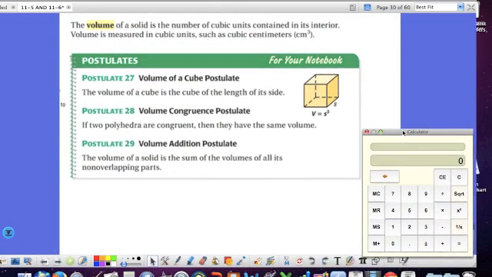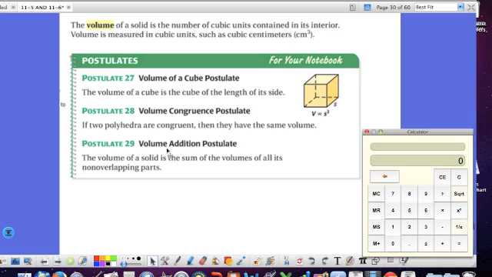So the volume of a solid is the number of cubic units contained in its interior, and it's measured in cubic units such as cubic centimeters, centimeters to the third power. The volume of a cube is the cube of the length of its side. So if we have one side, since it's a cube, all three dimensions are going to be the same, so volume equals side to the third power. If two polyhedra are congruent, then they have the same volume. And the volume of a solid is the sum of the volumes of all of its non-overlapping parts.